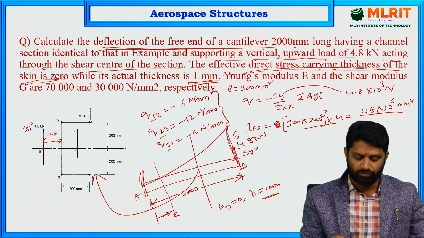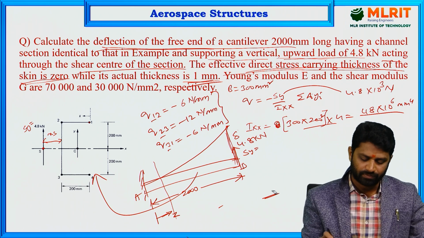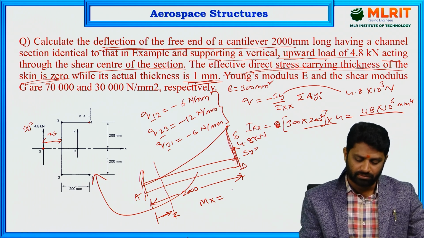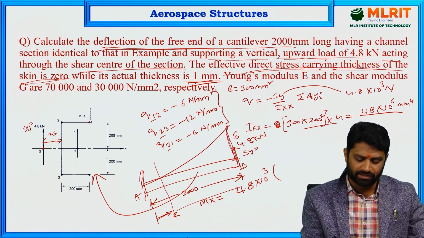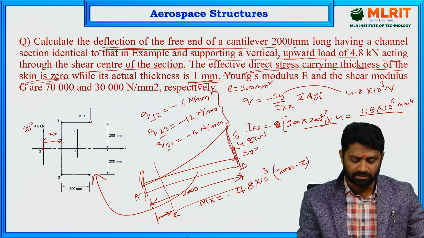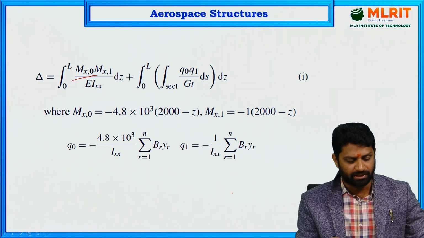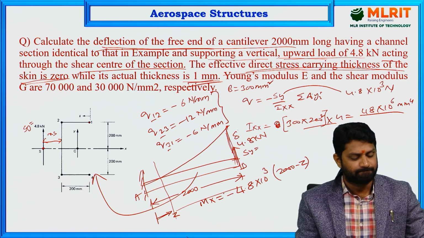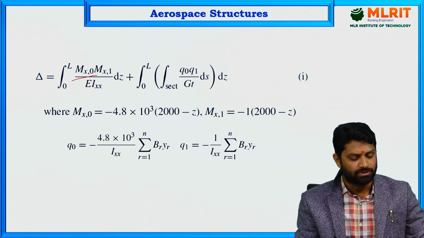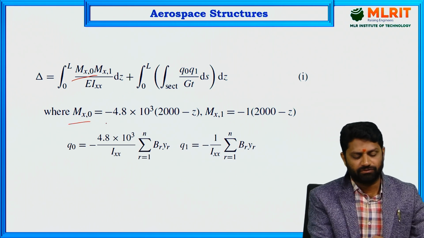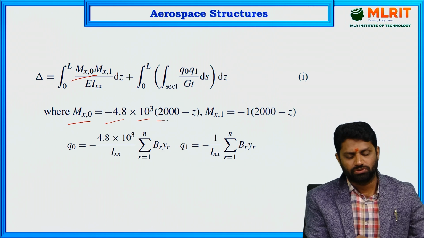So the bending moment at this section Mx is equal to the load, 4.8 into 10 to the power of 3, into the distance, so the rest of the distance becomes 2000 minus z. You can consider this as a hogging moment, and then write the minus sign. Therefore you can write this Mx naught as minus 4.8 into 10 to the power of 3 into 2000 minus z.